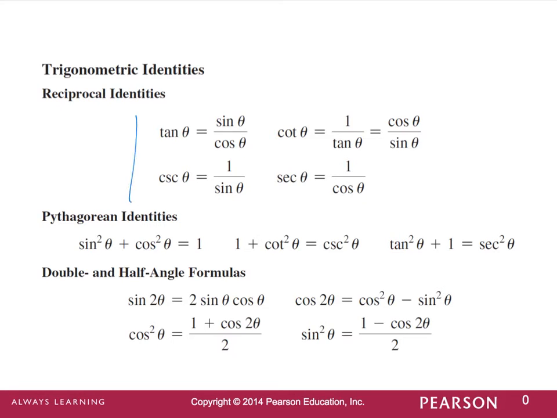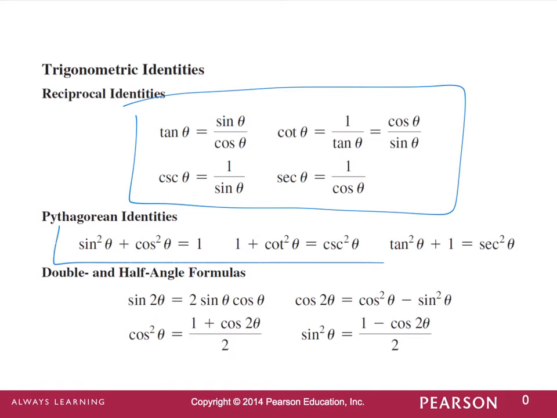So the reciprocal identities should be pretty simple. That's just defining tangent as the ratio of sine and cosine, but then cosecant is the reciprocal of sine, and secant is the reciprocal of cosine, and cotangent is the reciprocal of tangent. Those are pretty basic, and you should know those.